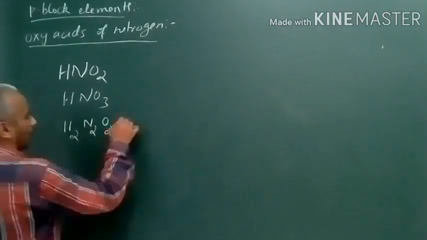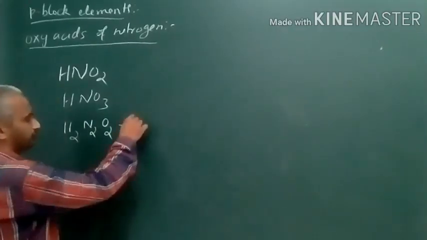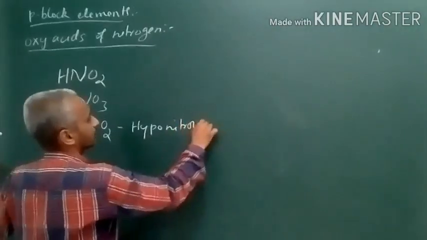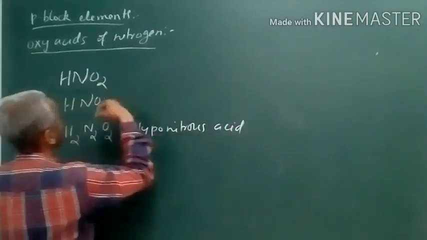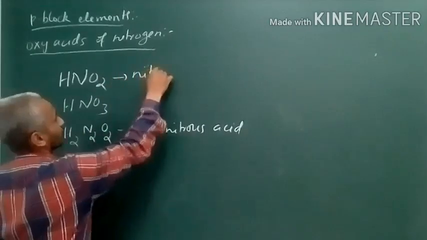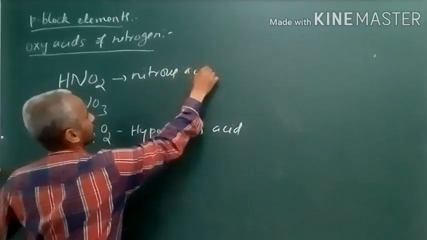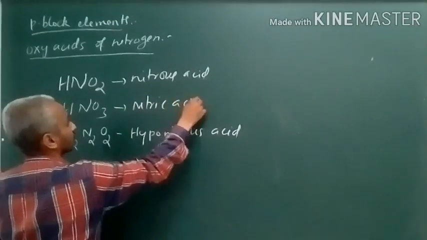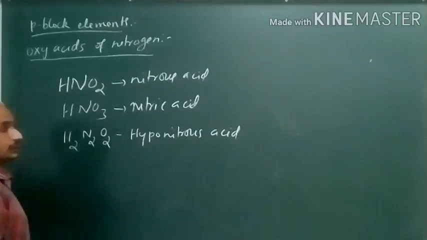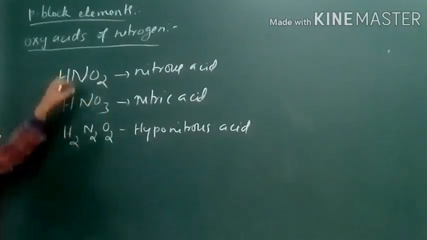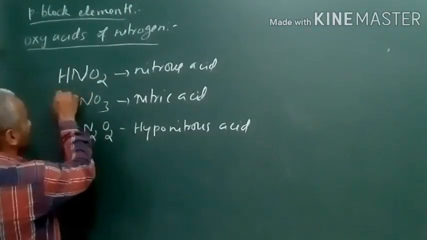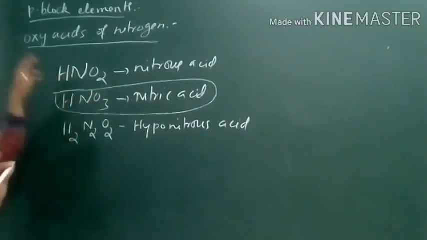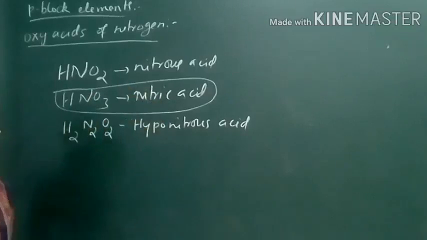H2N2O2 is hyponitrous acid, this is nitrous acid, this is nitric acid. See, among these, very important is the nitric acid. Other things are also important, but this is a very important compound.